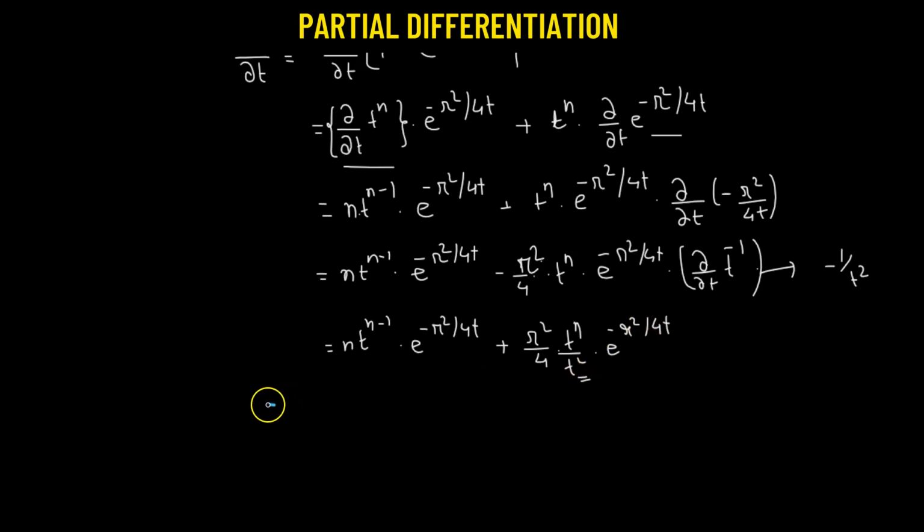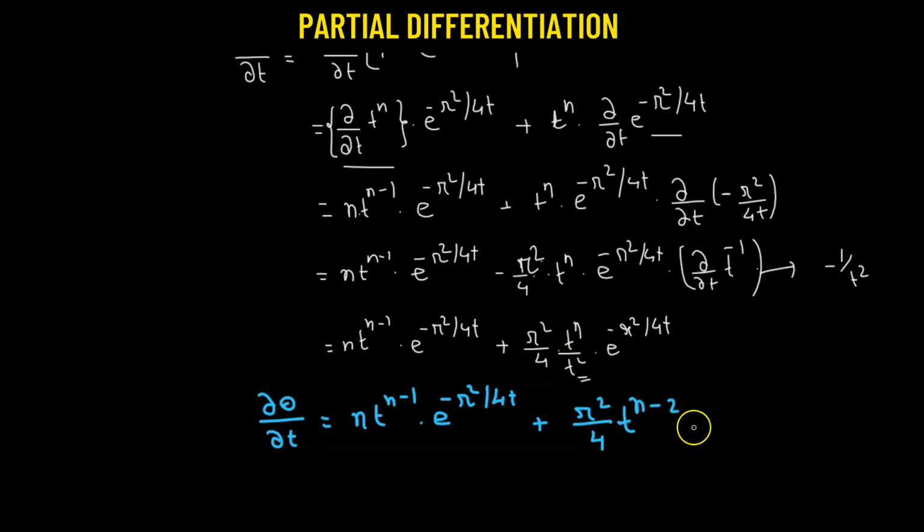So let's write down the final expression for the partial derivative of theta with respect to t. That will be equal to n times t raised to the power of n minus 1 times e raised to the power of negative r squared divided by 4t, plus r squared divided by 4 multiplied by t. We'll combine these over the numerator and the denominator to get t raised to the power of n minus 2 multiplied by e raised to the power of negative r squared over 4t. We will label this as equation number 2.